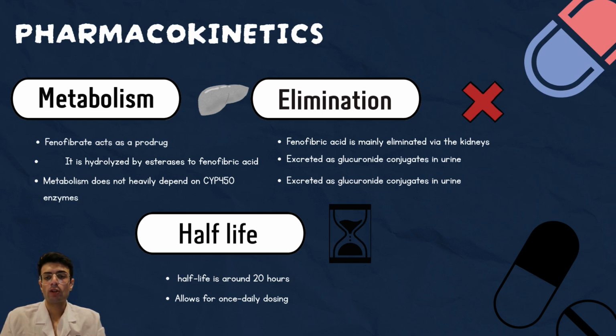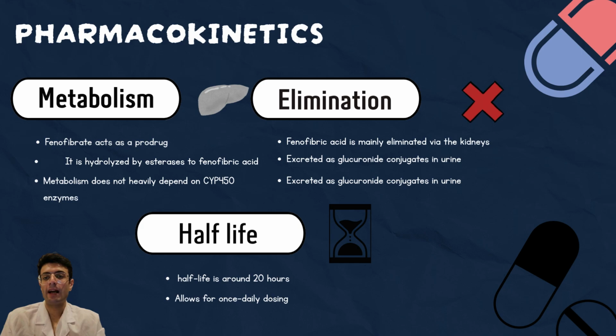Alright, so now I'm going to continue with the pharmacokinetics of fenofibrate, but focusing more on metabolism, half-life, and elimination. So first let's start with metabolism. Fenofibrate acts as a prodrug. So after being administered, it has to be hydrolyzed by esterases to its active form, known as fenofibric acid. This conversion to fenofibric acid is not heavily reliant on cytochrome P450 enzymes, so it reduces the chance of cytochrome P450 mediated drug interactions. Next is half-life.